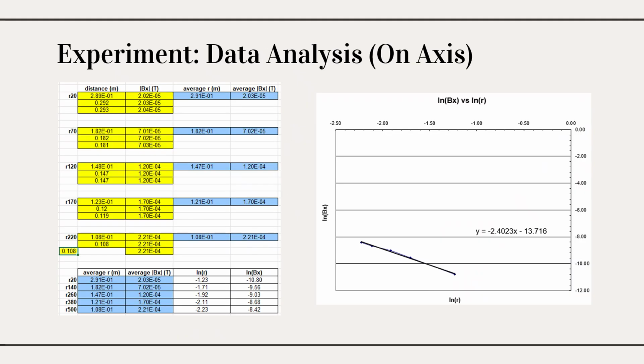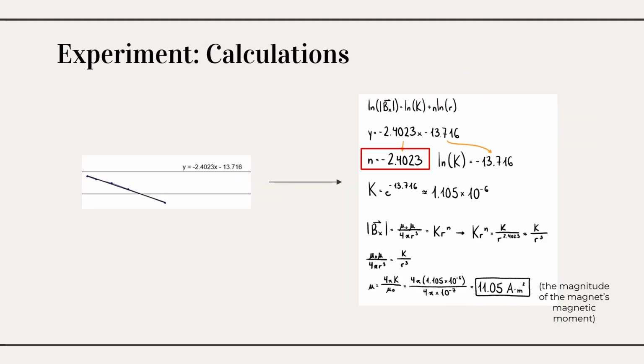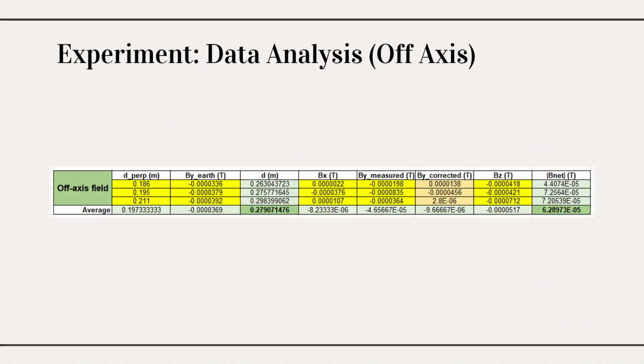So this is the data analysis, which shows the line that was found as a result of these measurements on a natural log of the magnetic field versus the natural log of the distance graph. Here I did some calculations using the formula discussed previously to find n, which is given here. And these calculations also led to the conclusion that the magnetic moment is 11.05. So again, these are the formulas that were discussed previously.